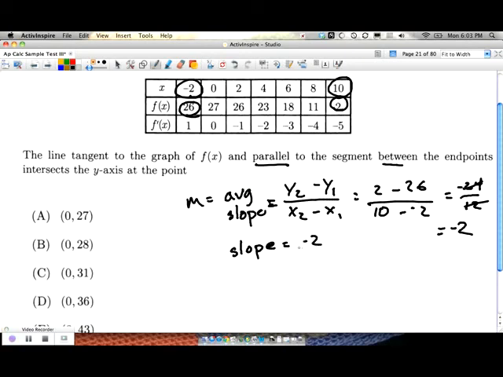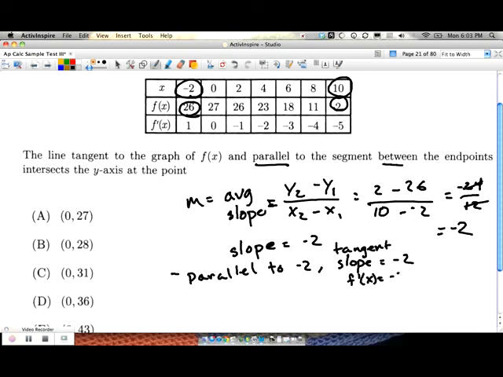So it's tangent to the graph f prime of x and parallel to the segment between the endpoints. So I need to find something parallel to negative 2. That means it has a slope equals negative 2. Or a tangent slope, I should say. Tangent slope equals negative 2. What does that mean in terms of calculus and algebra and equations? That means f prime of x equals negative 2.